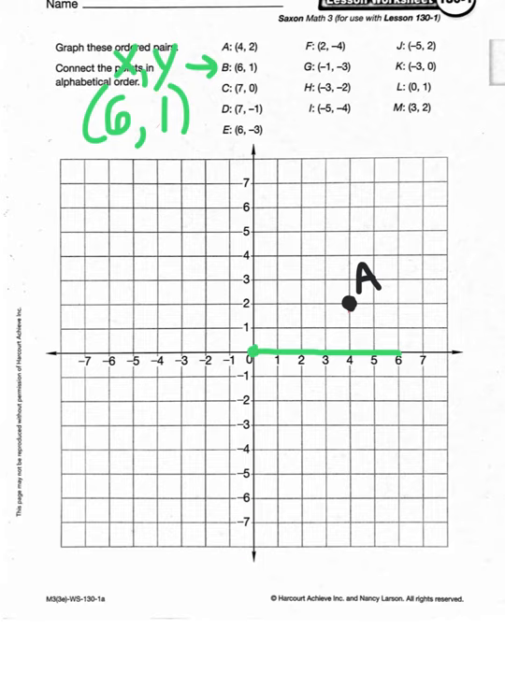Then we're going to go up 1 because it's positive 1, right? So we have to go up 1 because the y number always means go up or down. And then here we are. We've arrived at our point, and we're going to write B. Now, we really don't have enough information to see what kind of animal this is yet, do we? But we can kind of guess.